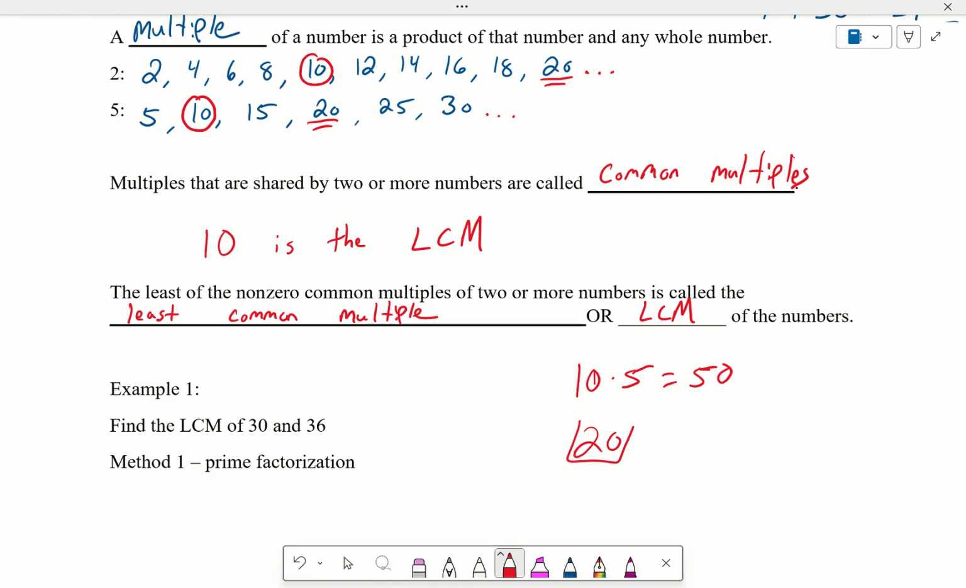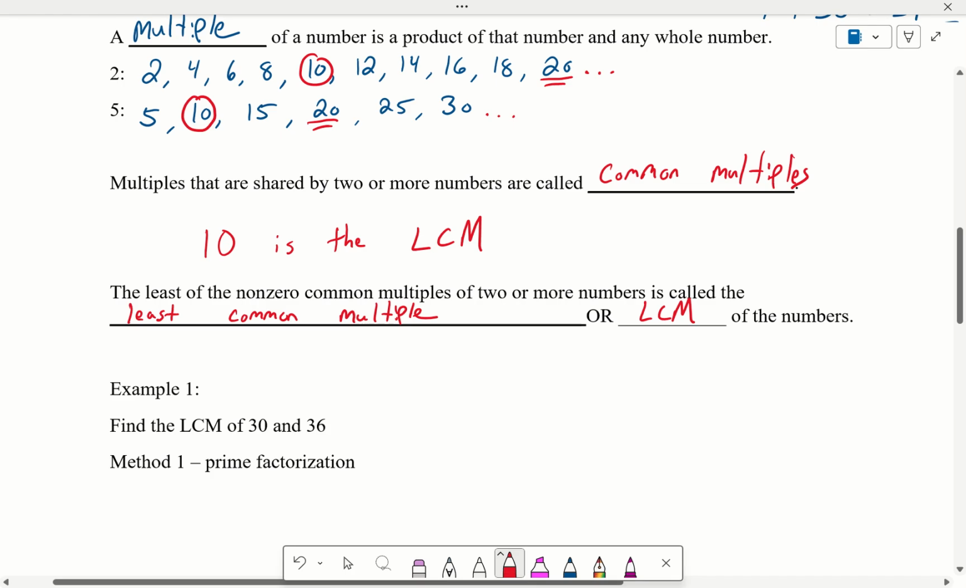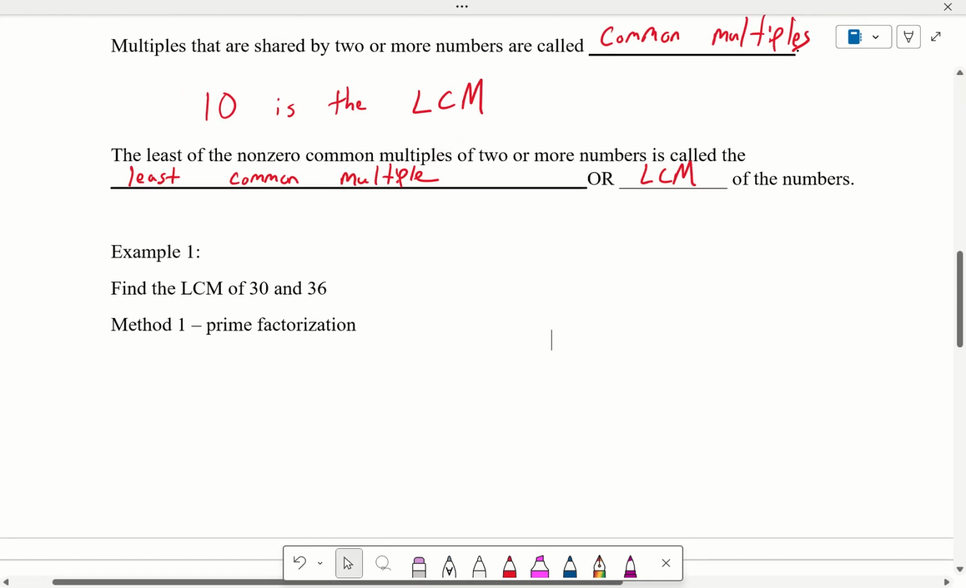What's the LCM of 10 and 5? It's 10. So when you have numbers like 10 and 5, they're easy to think about their multiples, or maybe you want to write them out. Then just thinking about the multiples is a good way to go. We have methods for finding the LCM, like we're going to use right here in method 1, prime factorization.